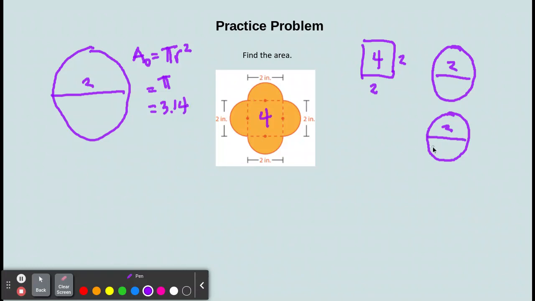We have 2 of them. So this one is 3.14, this one's 3.14, and this one's 4. Add them all up and you get your answer. And that is it for 9.3.